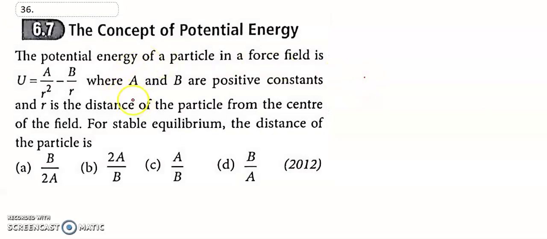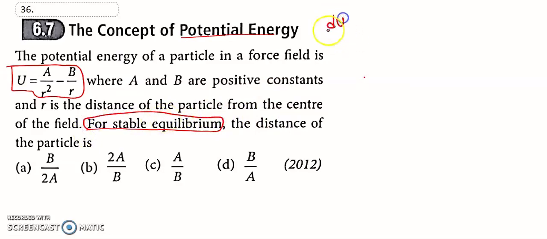Look at problem 36. The potential energy of a particle is given by this expression, so this is the potential energy concept. A and B are positive constants and r is the distance of the particle from the center of the field. For stable equilibrium, what is the condition? Stable equilibrium means du by dr is equal to 0. This is the condition for stable equilibrium. Then the distance r is equal to what? Now you have to differentiate this.